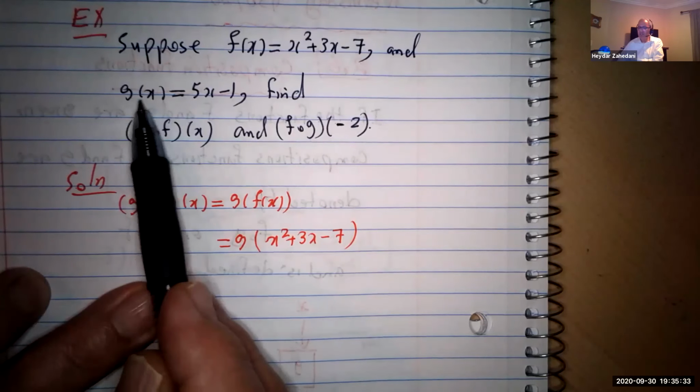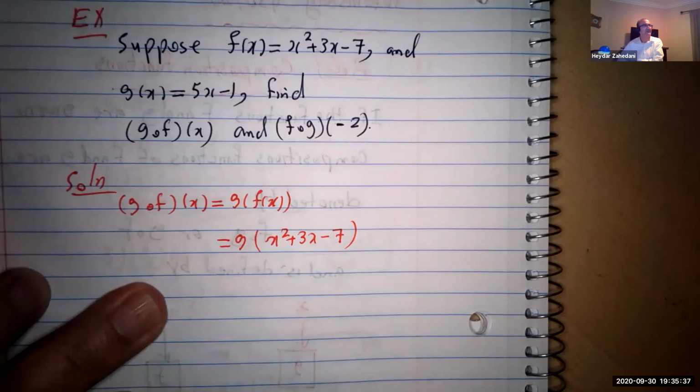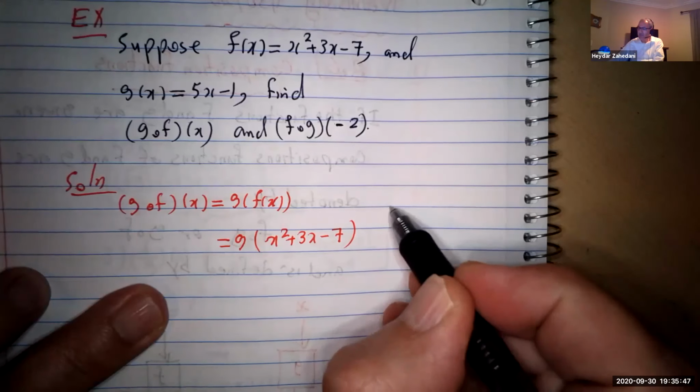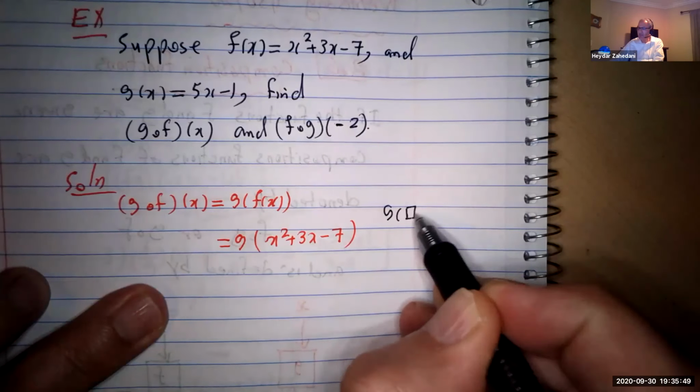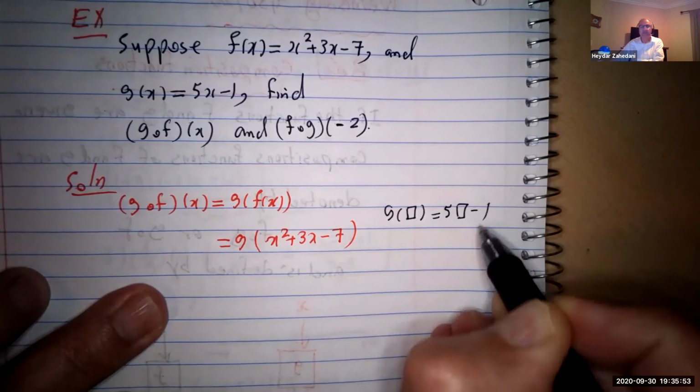The g function is: g of the input is 5 times the input minus 1. You see, x is not important. You can replace the x by z, or you can replace it by t. The action is important. So the action of the g function is g of the box, if you like. The input is going to be 5 times the box minus 1.